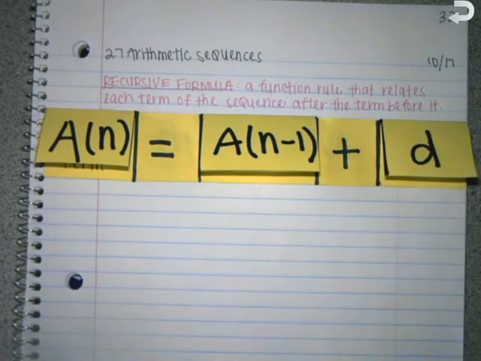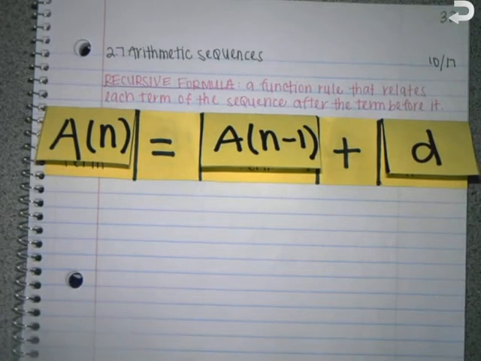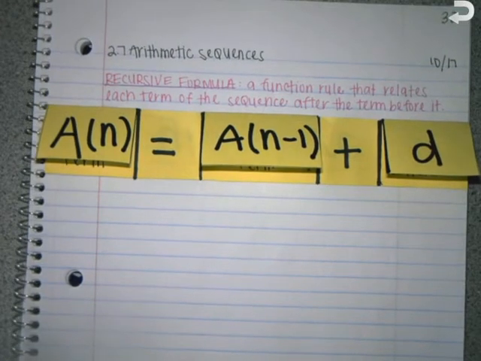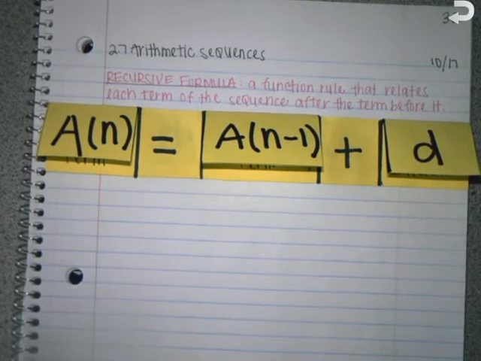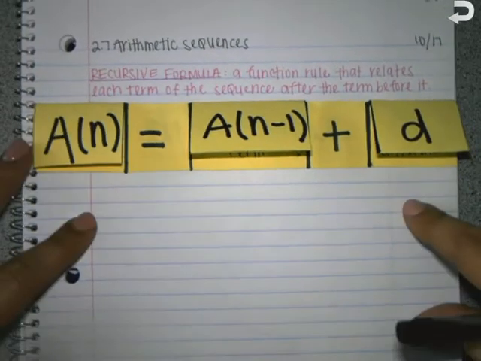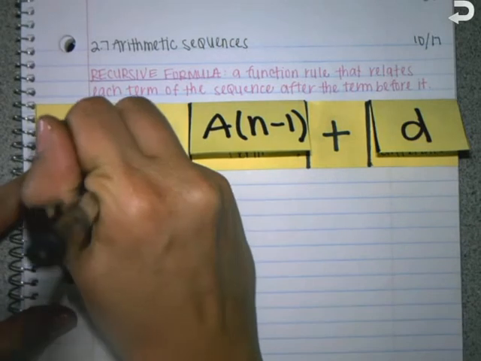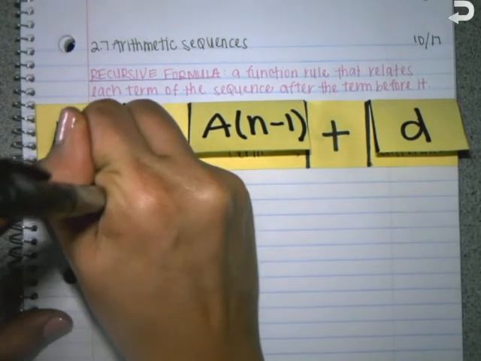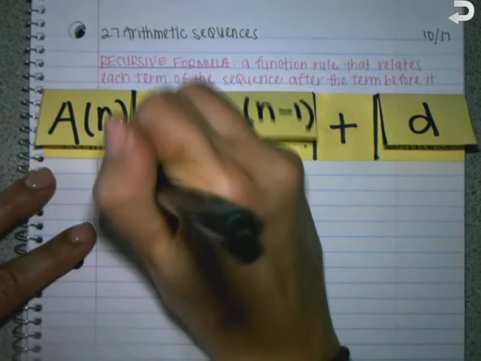So like if I have 2, 4, 6, that's 3 terms, right? To find the fourth term, I take 6 and I add 2 to get 8. So I have to take the third term and add 2. So we're actually going to do an example of this, okay? So example 1 is going to be to write a recursive formula.